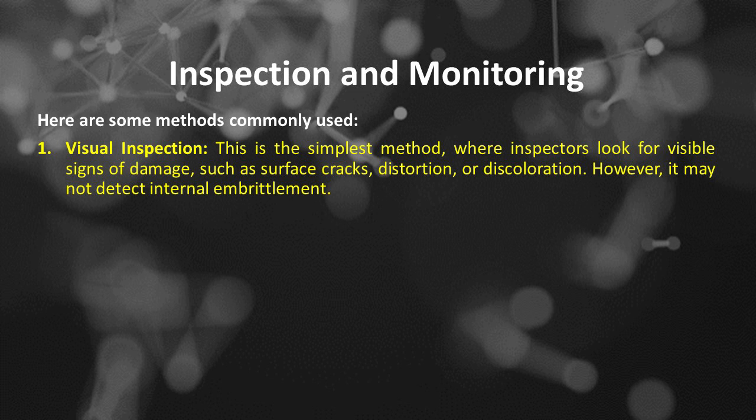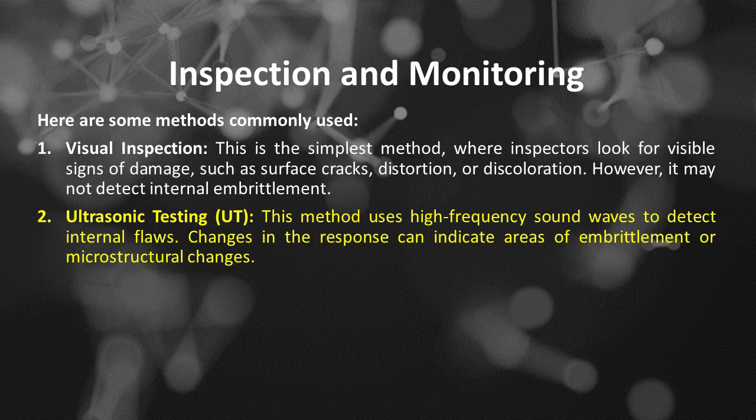This is the simplest method, where inspectors look for visible signs of damage, such as surface cracks, distortion, or discoloration. However, it may not detect internal embrittlement. Number 2 is ultrasonic testing. This method uses high-frequency sound waves to detect internal flaws. Changes in the response can indicate areas of embrittlement or microstructural changes.